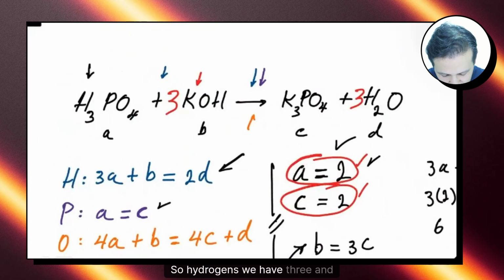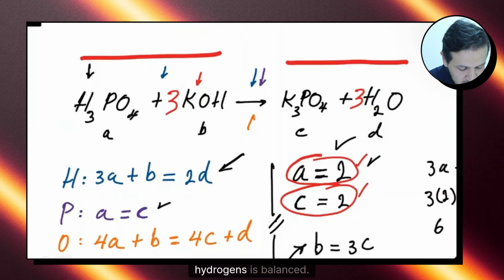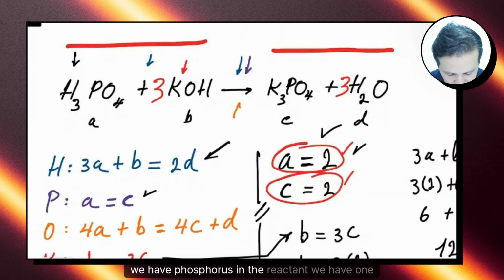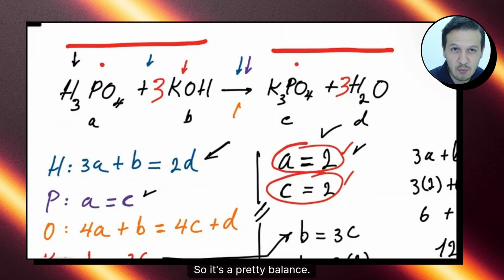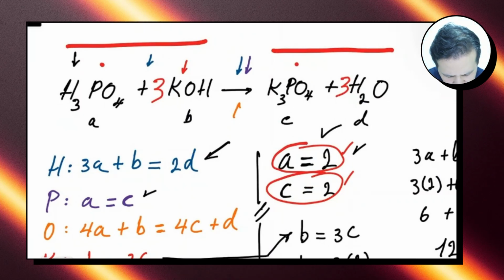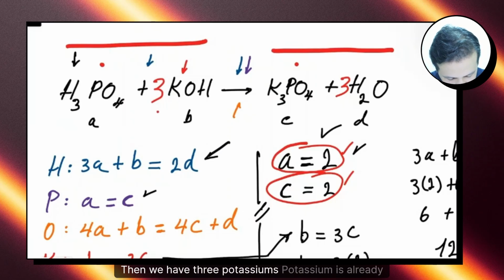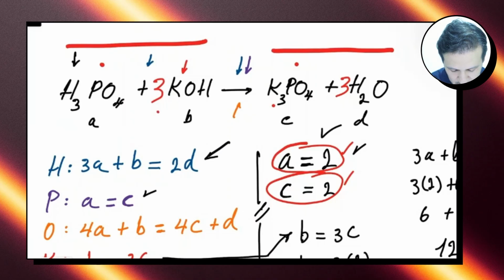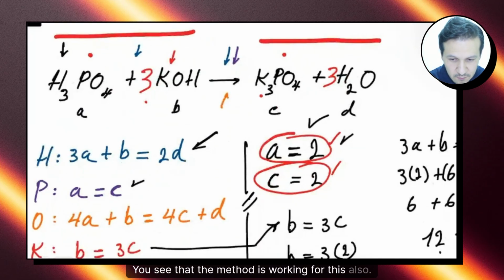So hydrogens, we have 3 and 3 in the reactants, so 6 hydrogens, and in the products we have also 6 hydrogens. It's balanced. We have phosphorus in the reactants, we have 1, and we have 1 phosphorus, so it's already balanced. Oxygens, we have 4 plus 3 is 7 oxygens, and here we have 3 plus 4 is also 7 oxygens. And we have 3 potassiums. Potassium is already balanced, and that means that my equation is balanced. You see that the method is working for this also.